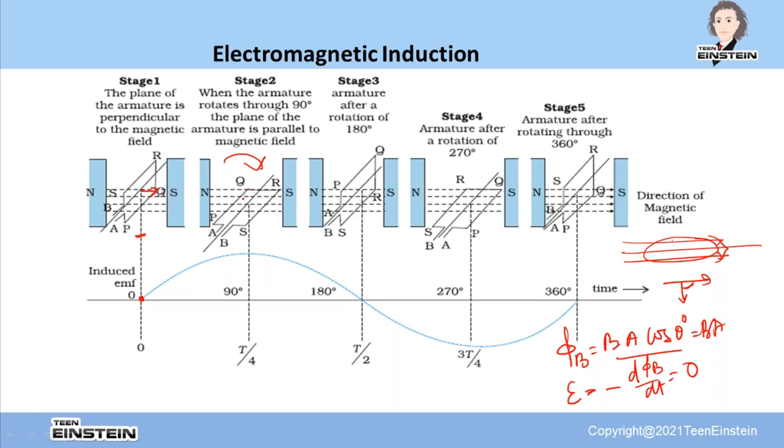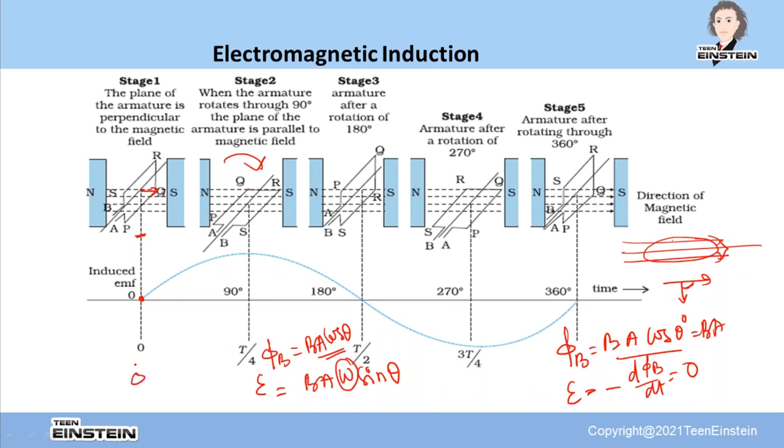In this case, the induced EMF we know is BA omega sine of theta, whereas phi B is BA cos of theta. Obviously, one omega factor is less in the case of flux. So if the angle is 90 degrees, the flux is zero, or almost zero.